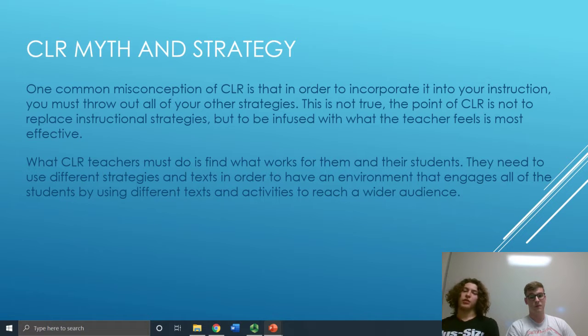And that's what the guy was talking about. He was saying you want to infuse, you want to blend things together, you want to make it relevant, and you want the students to be able to relate to it, and they'll be able to learn more from it like that. So what CLR teachers must do is find what works for them and their students. They need to use different strategies and texts in order to have an environment that engages all the students by using different texts and activities to reach a wider audience.